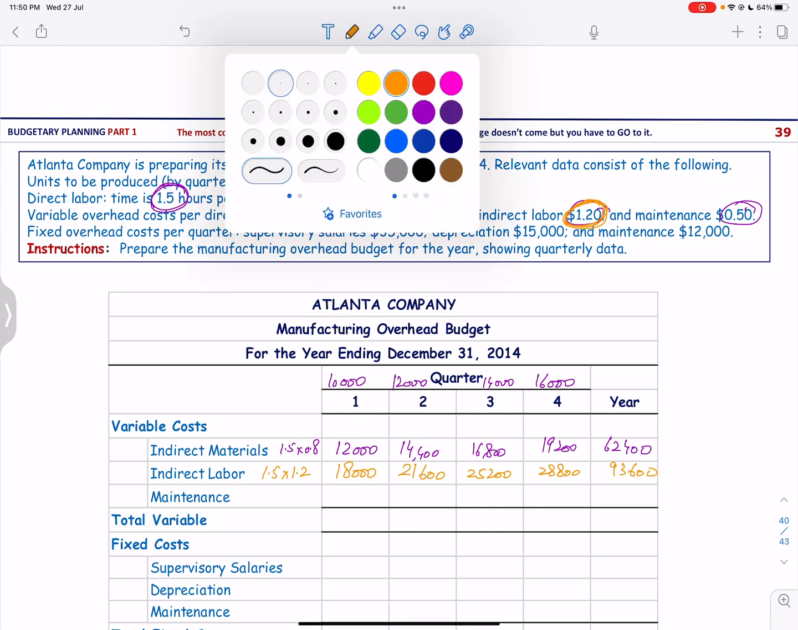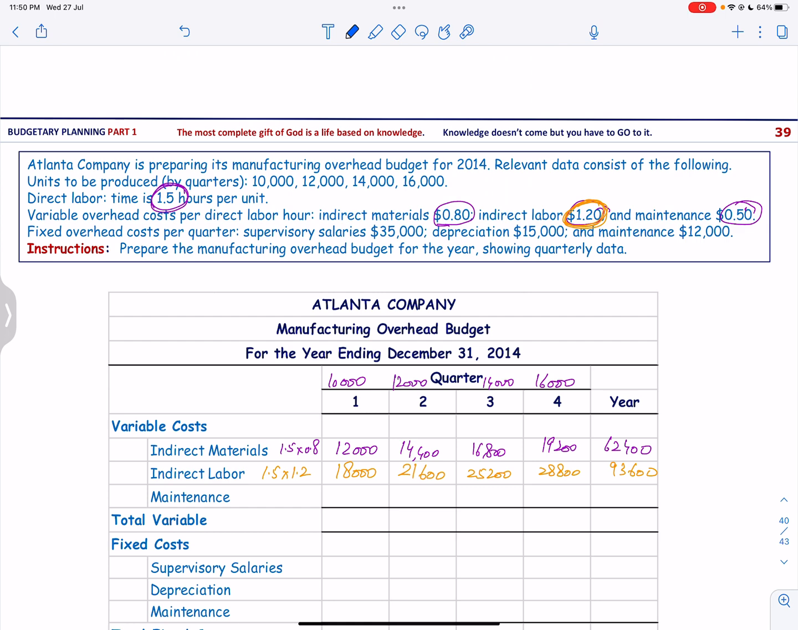For maintenance, it is 0.5. So 1.5 times 0.5 times 10,000, that will be 7,500. 12,000 times 1.5 times 0.5 will be 9,000. For the third quarter, again 10,500, and the fourth quarter it will be 12,000, and the total will be 39,000.